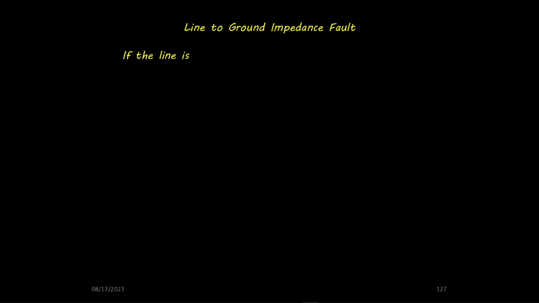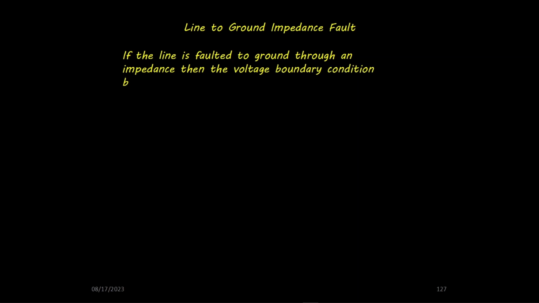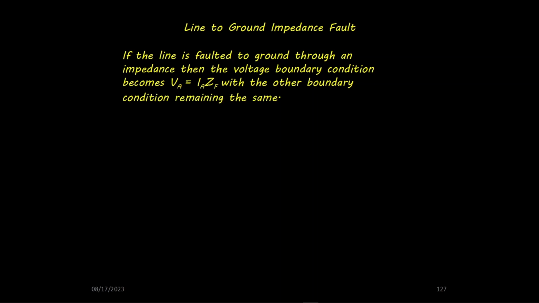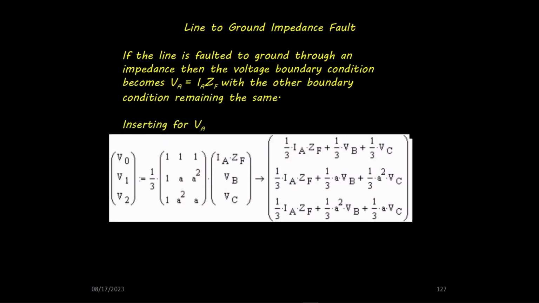If the line is faulted to ground through an impedance, then the voltage boundary condition becomes VA equals IA times ZF, with the other boundary conditions remaining the same. Inserting for VA in the matrix equation.